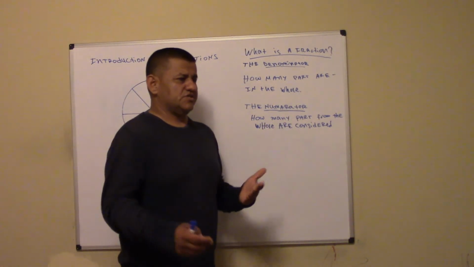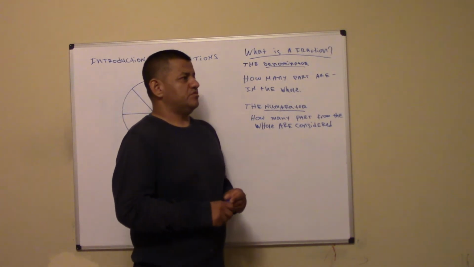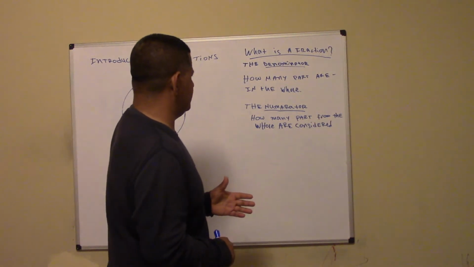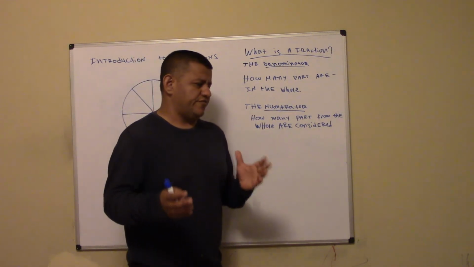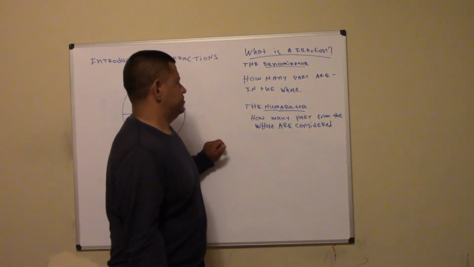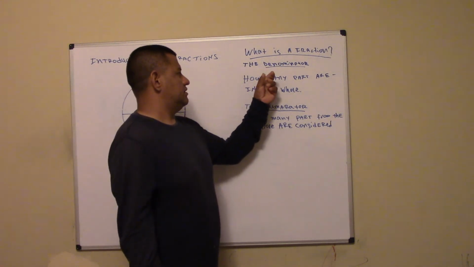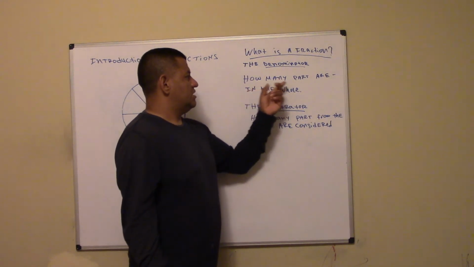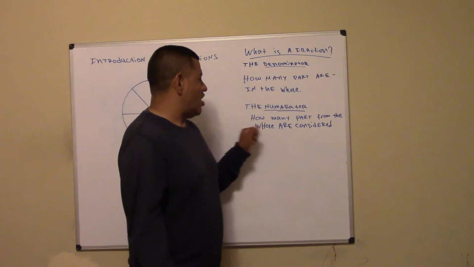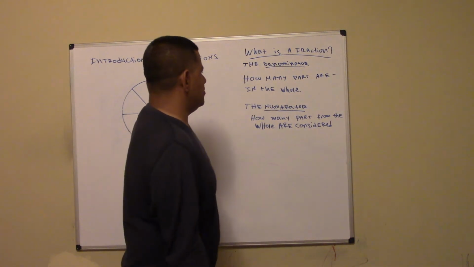So, what is a fraction? Well, a fraction is a number that represents part of a whole. Okay, so what is this? Well, the fraction has two different entities. The denominator is how many parts are in the whole, right? And the numerator is how many parts from the whole are considered. So in other words, how many parts?